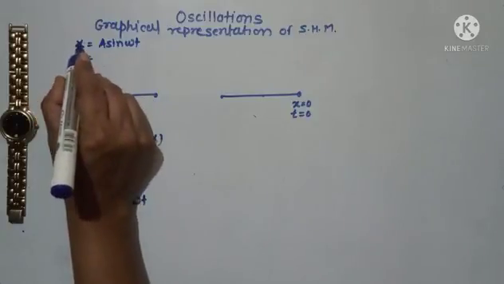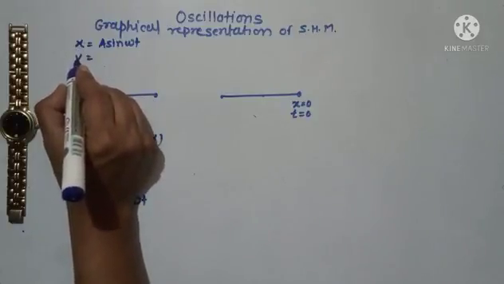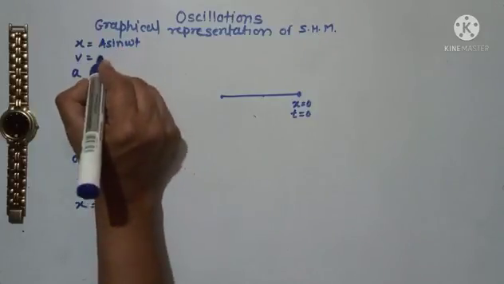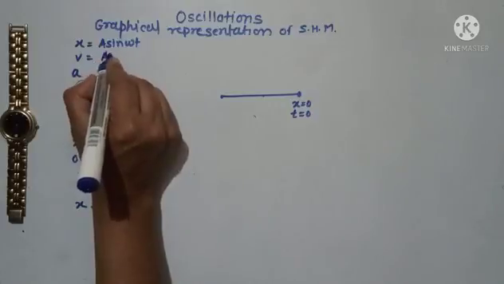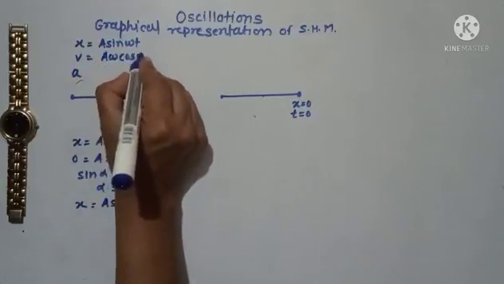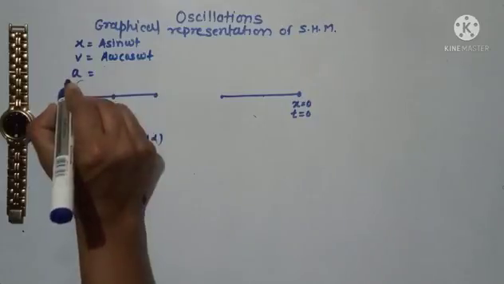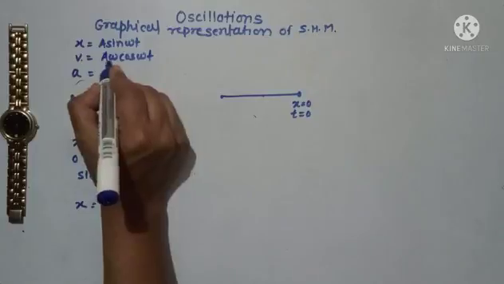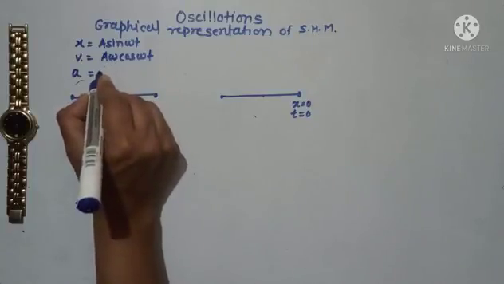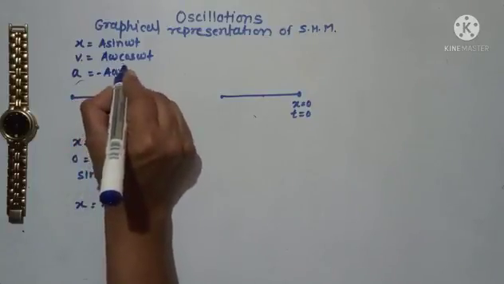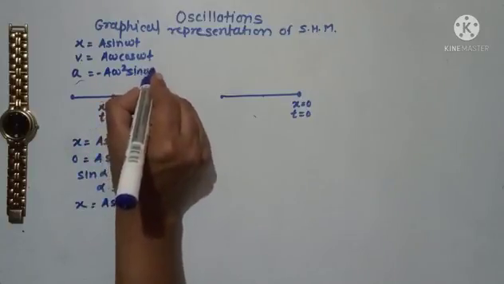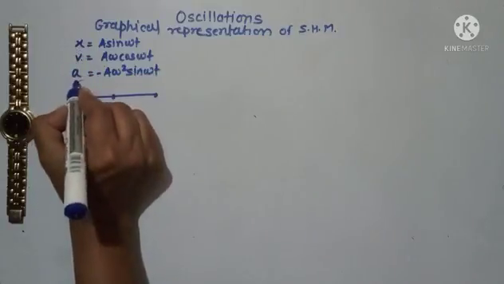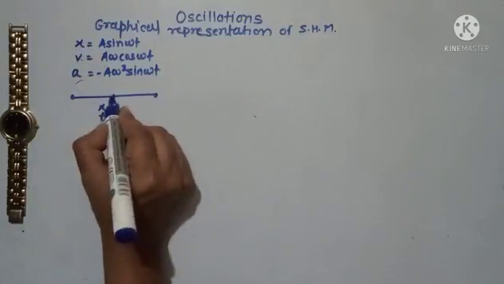We know that the rate of change of displacement with respect to time is nothing but the velocity. If I take the differentiation of this, I am going to get the velocity, so velocity will be a omega cos omega t. The acceleration is the rate of change of velocity with respect to time, and when I take the differentiation of this, I am going to get minus a omega square sine of omega t.